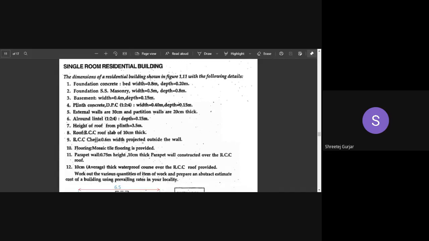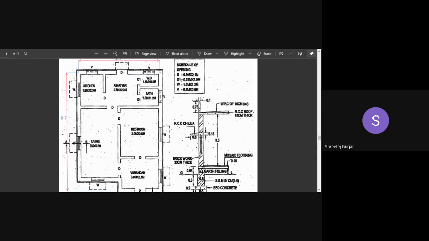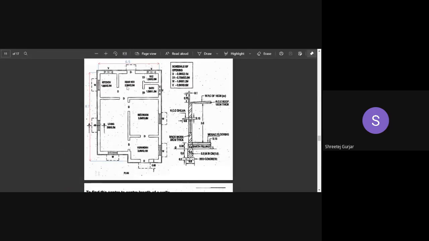All of those were load bearing structures, and today we will be looking into a single room residential building, which is also a load bearing structure. This is not a framed structure. I will just show you the plan. You can see it has a single bedroom, so it is a single room residential building.